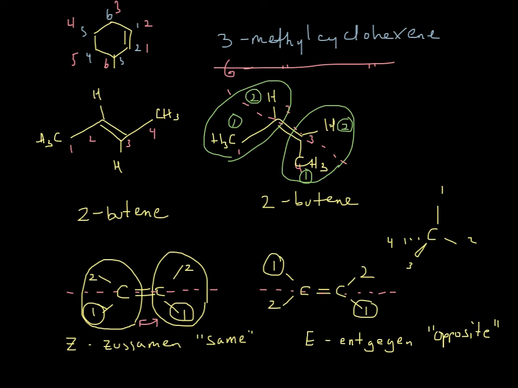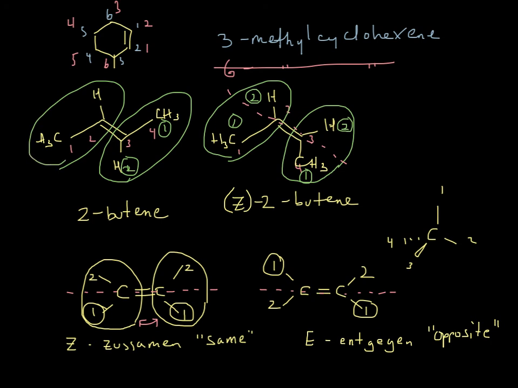So this would be Z2-butene. Just like R and S, we often put that in parentheses out at the front. On the other side, or in the other alkene, we've got an H, which would be our number 2, and a C that would be our number 1. Then we've got a C that would be number 1, and an H that would be number 2.